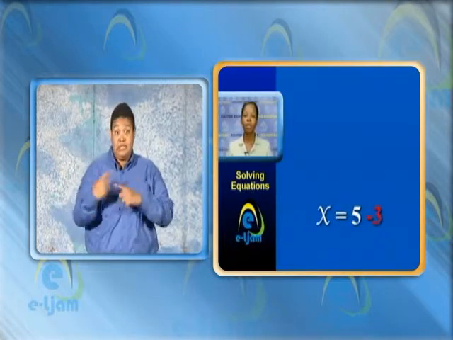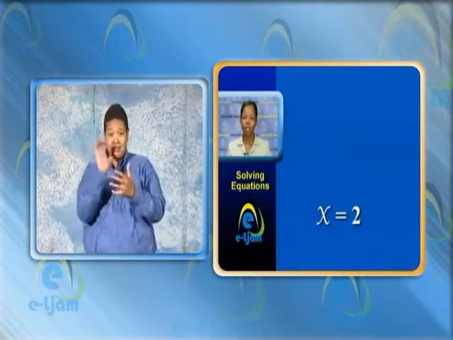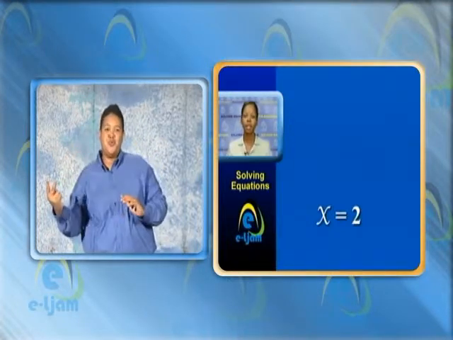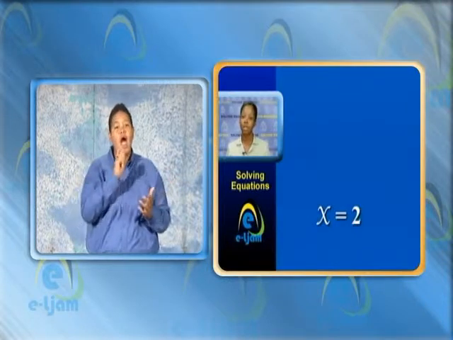Since we have removed 3 from both sides of the equation, we are left with x on the left-hand side and 2 on the right-hand side. This means that x is equal to 2.